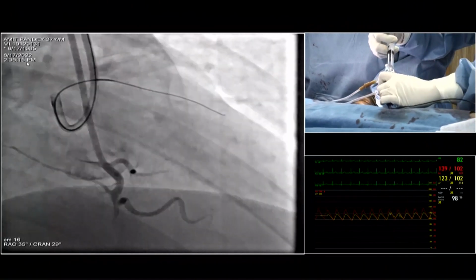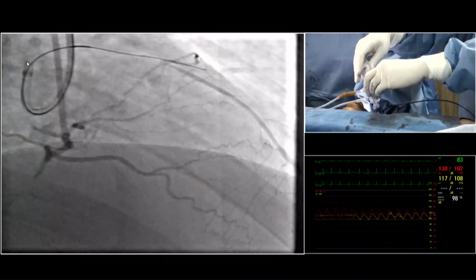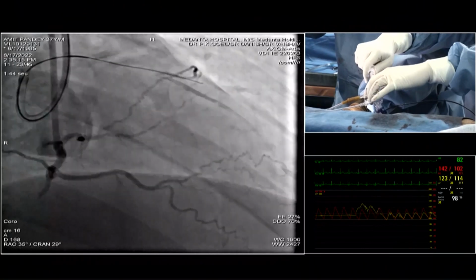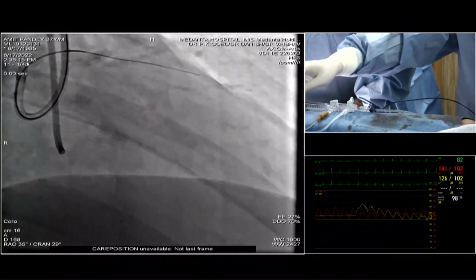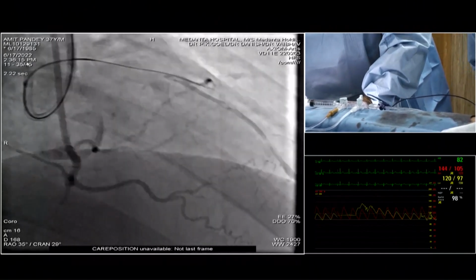Come on, inject. No, that's okay. I think you're in a diagonal branch, good. I think it is in the diagonal. Yep. Just a sec. Cranial view, please.